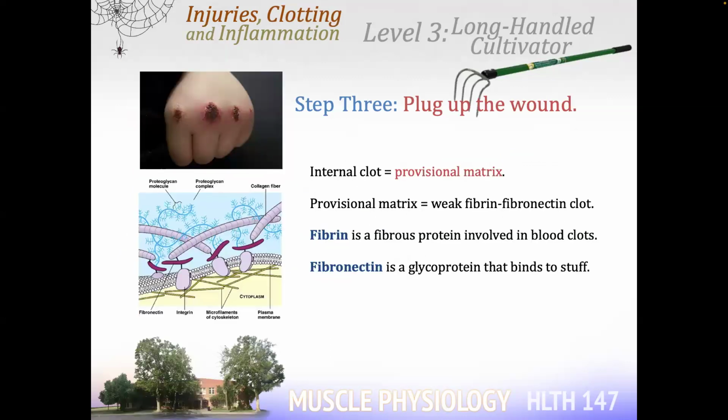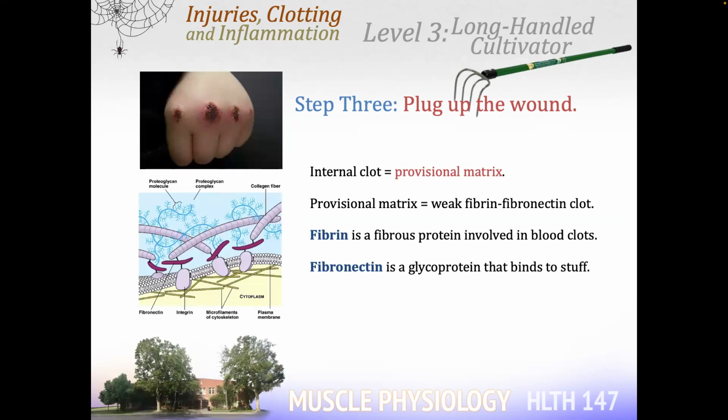So you have to build a clot. And what a clot is, externally on the outside, it's a scab, right? Like these knuckles, like this 6-year-old kid. Now, within the tissue, inside, the internal clot is a provisional matrix. It's made out of fibrin and fibronectin. Fibrin is fibrous. It's a fibrous protein involved in blood clots.